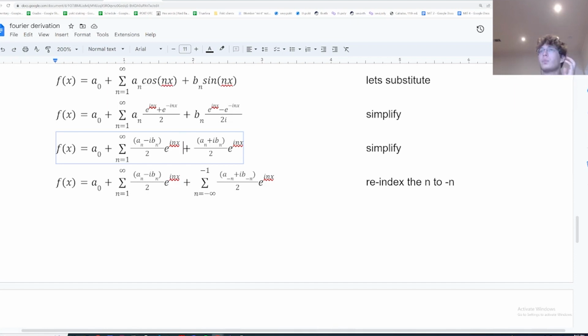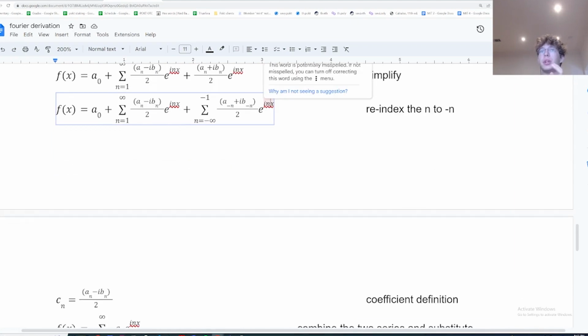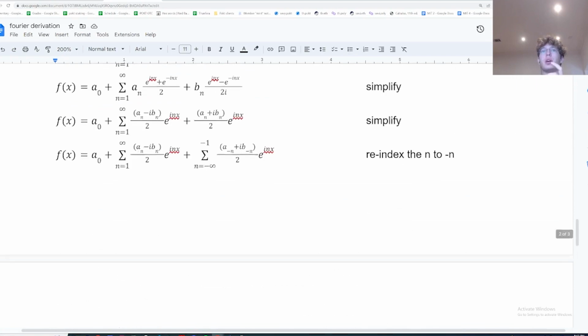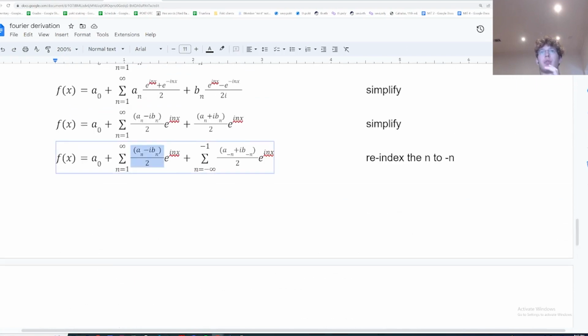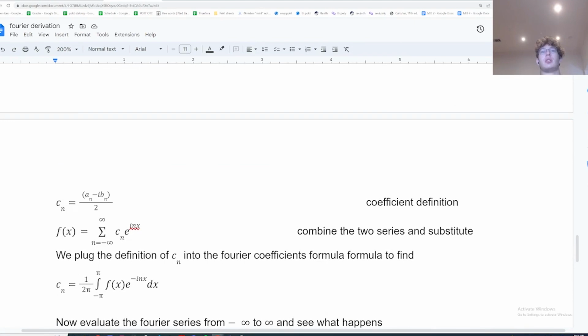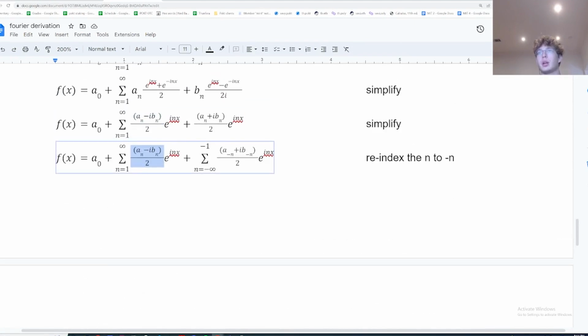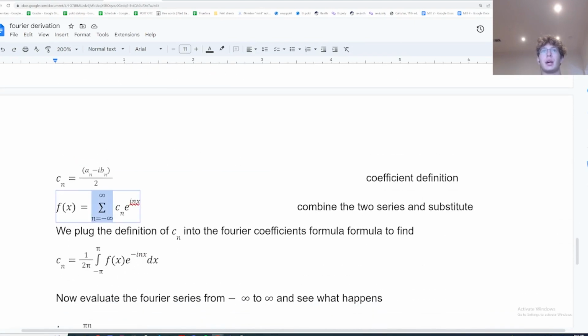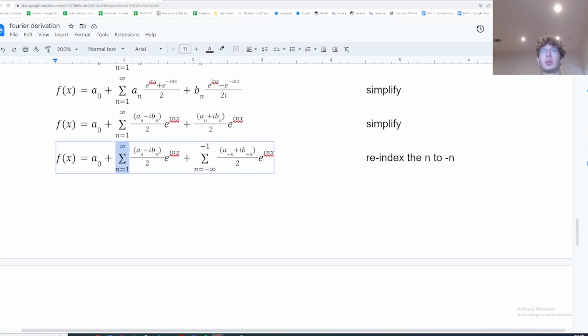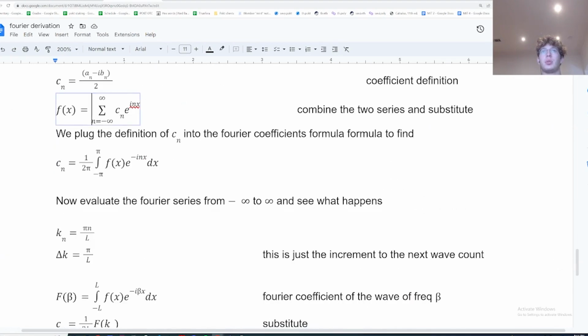We re-index the n to be negative n so that we can flip this around. And then we change this coefficient to be described as c of n, just so it's a little bit cleaner and simpler. And then we can combine this sigma and this one into one, from negative infinity to infinity. And this is the complex Fourier series.